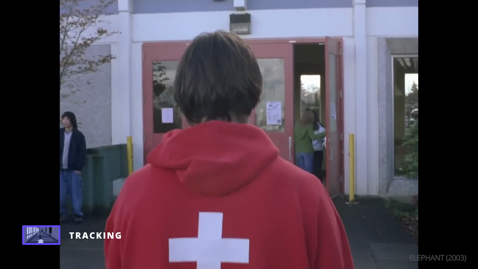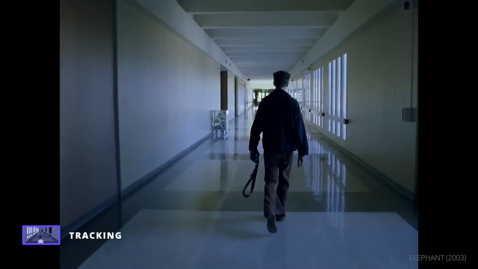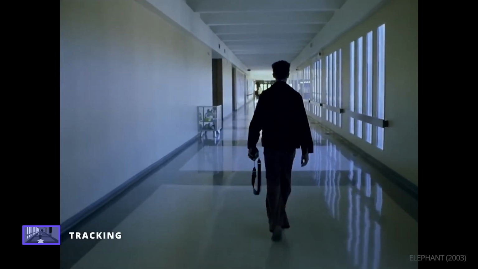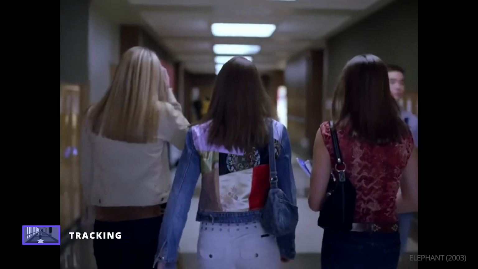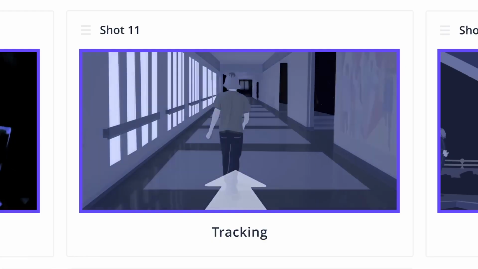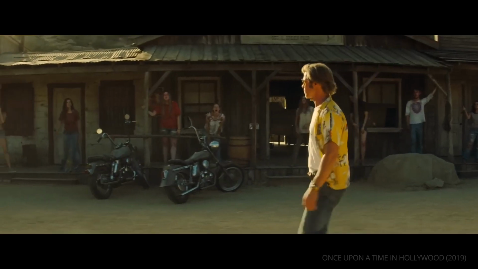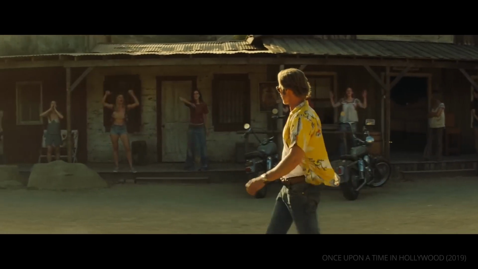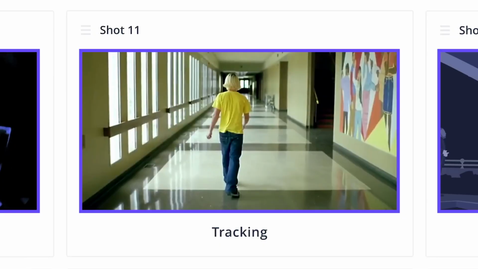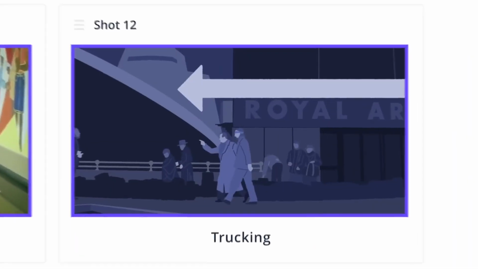Tracking shots can also be used to build tension. Gus Van Sant's Elephant is filled with extensive tracking shots. So a tracking shot either follows or leads a subject. But when the camera moves laterally, left or right, it is referred to as a trucking shot.